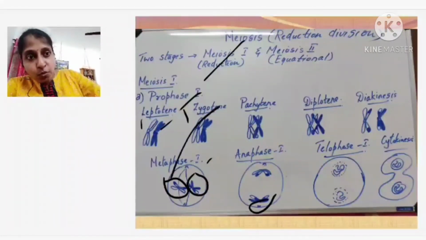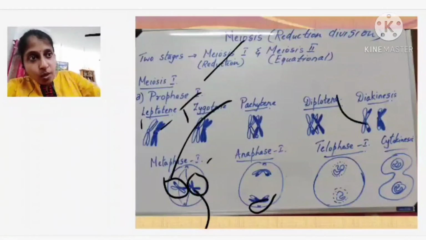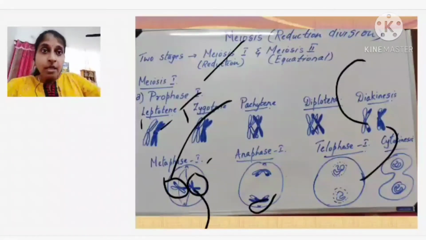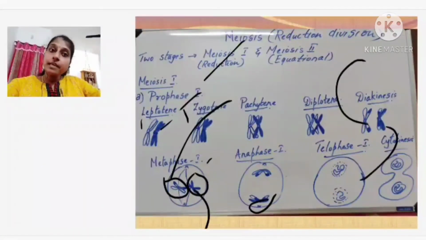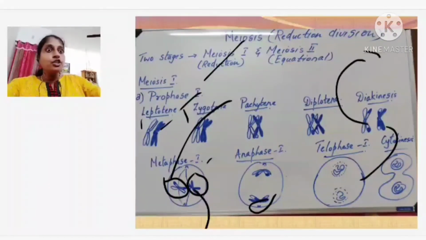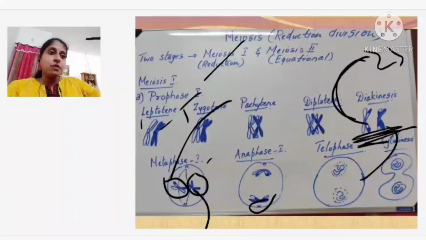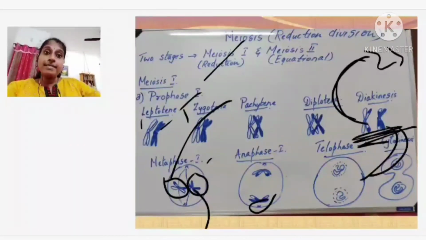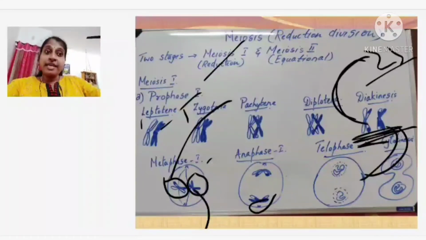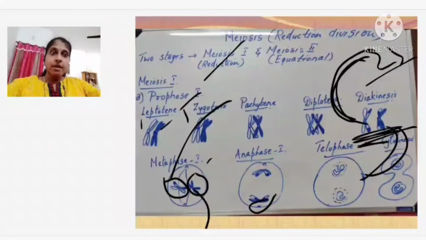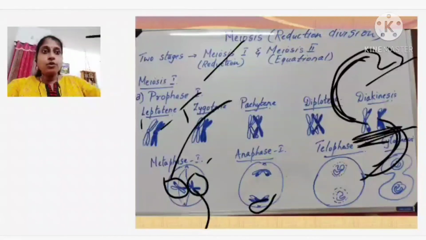So one set is moving up and another set is coming down. How many pairs were there? 23 pairs, isn't it? So how many pairs will be moving up? 23. This is one pair, right? So one pair is moving up, means one pair will come down. Like that, how many pairs are there? 23 pairs. So 23 pairs will move up and 23 pairs will come down during anaphase.